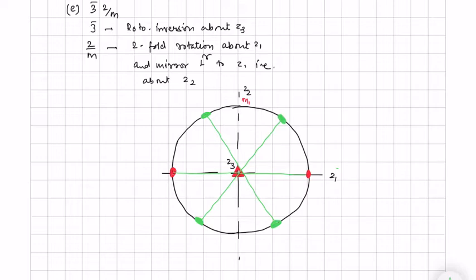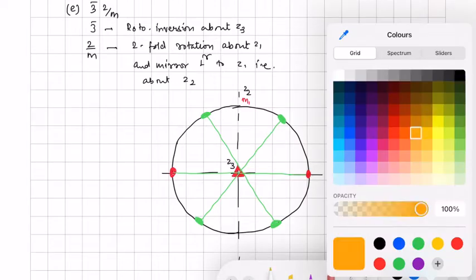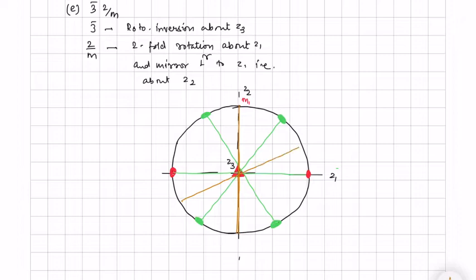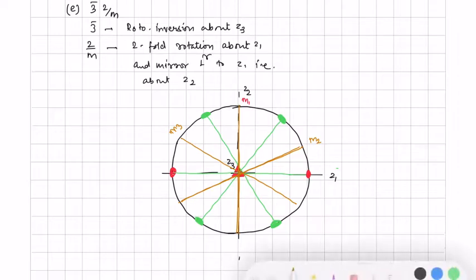Now similarly, this threefold rotation is applied to the mirror as well. Suppose this is mirror 1, it is rotated by 120 degrees, so it lands here. This is mirror 2, and after 120 degree rotation it lands here. This is mirror 3. Okay, consistent with the symmetry. Now let us start with a point here.